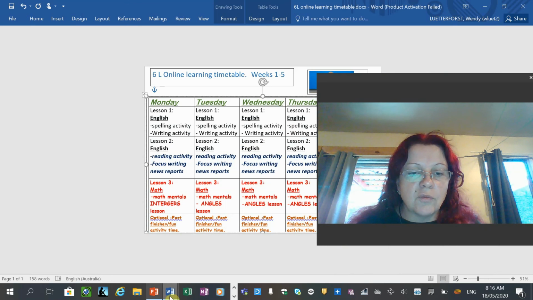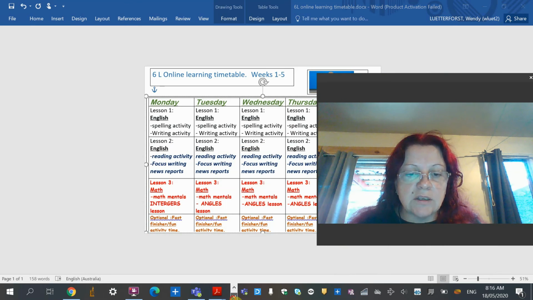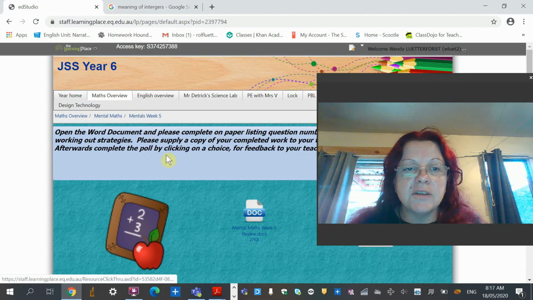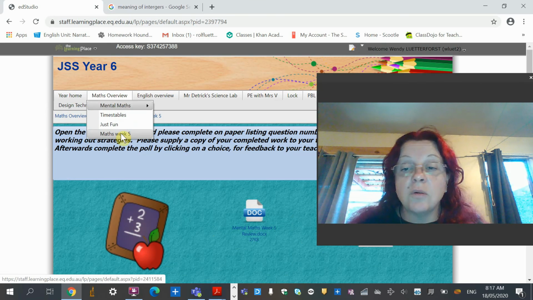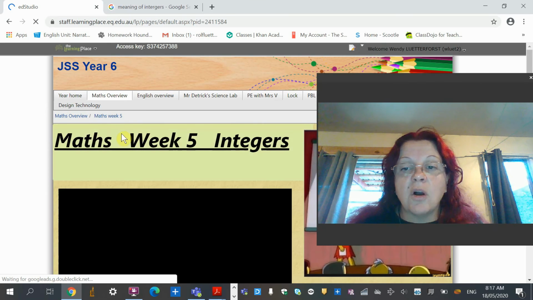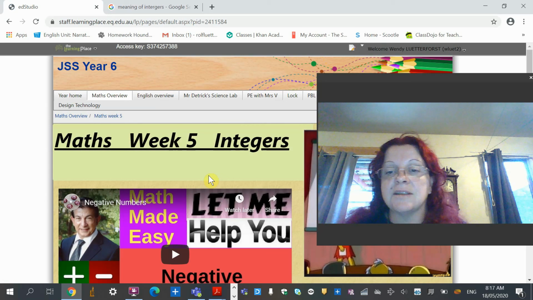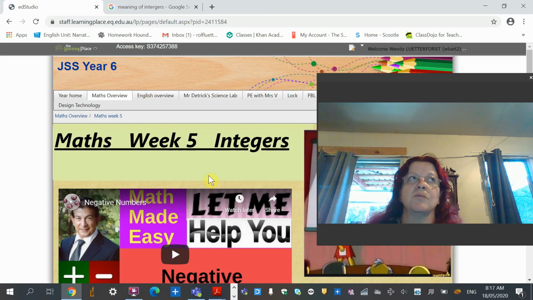Okay, so the concept for this week to do with maths is called integers. And integers just means that it's a whole number. And whole numbers are anything that is not a fraction. So basically an integer is anything that is not a fraction. So it can be a positive number or a negative number. As long as it's not a fraction, it's an integer.